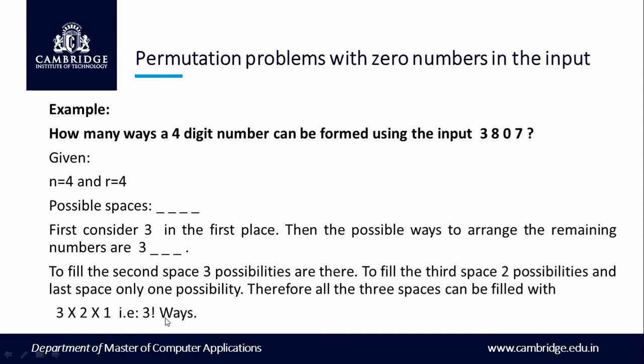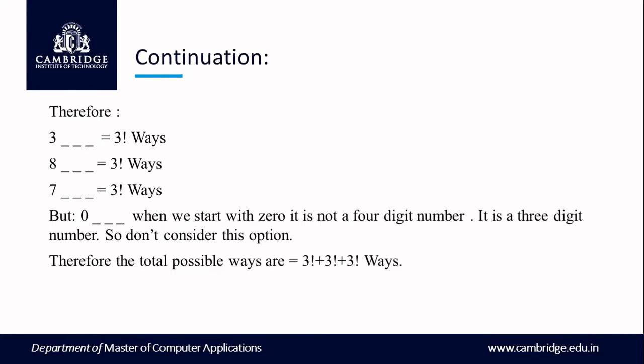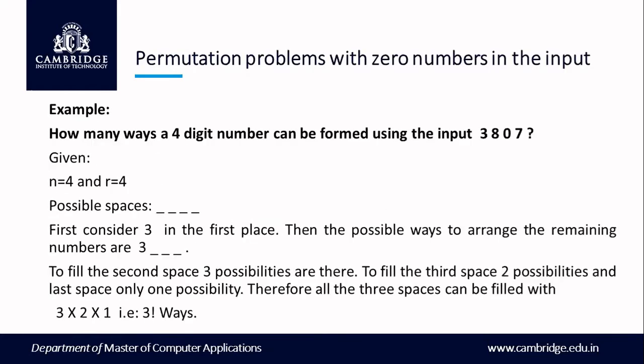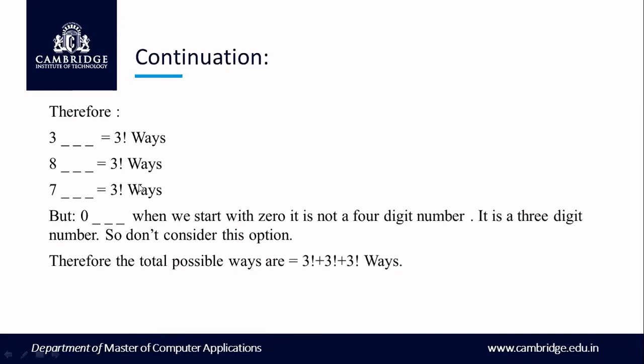So we have considered only 3 in the first place. Next assumption is consider 8 in the first place. So when 8 is in the first place, again the same 3 factorial ways happens for the remaining 3-digit number. Next, consider 7 in the first place. Again the same combinations, 3 factorial ways we will be getting. So this is the answer.